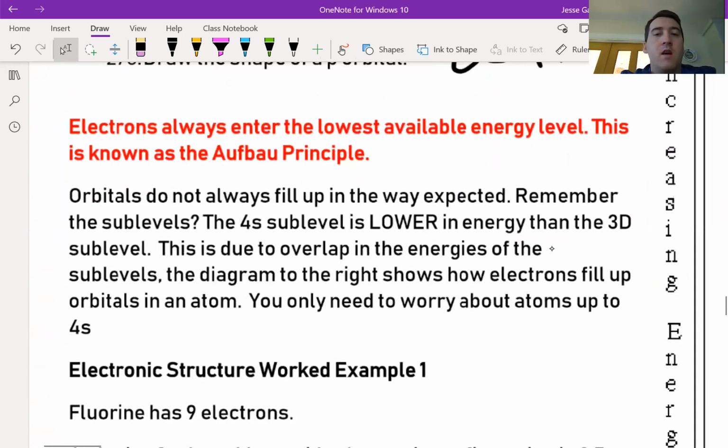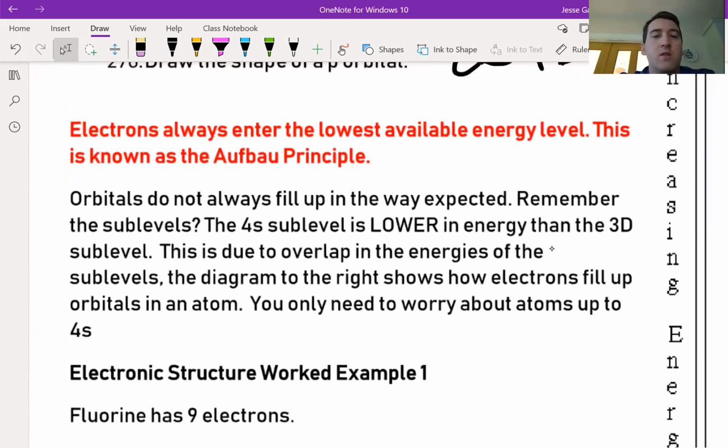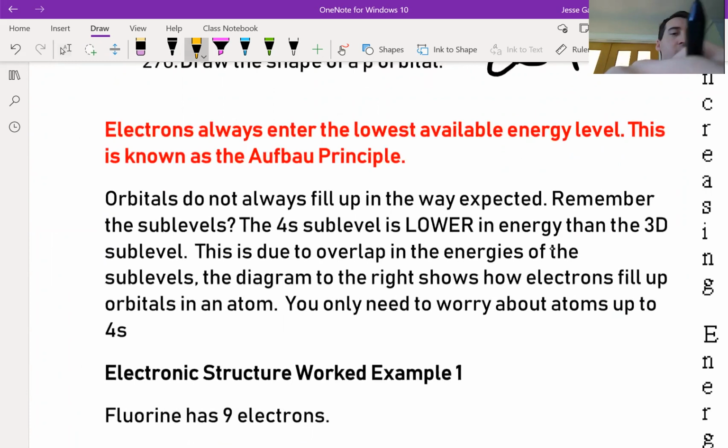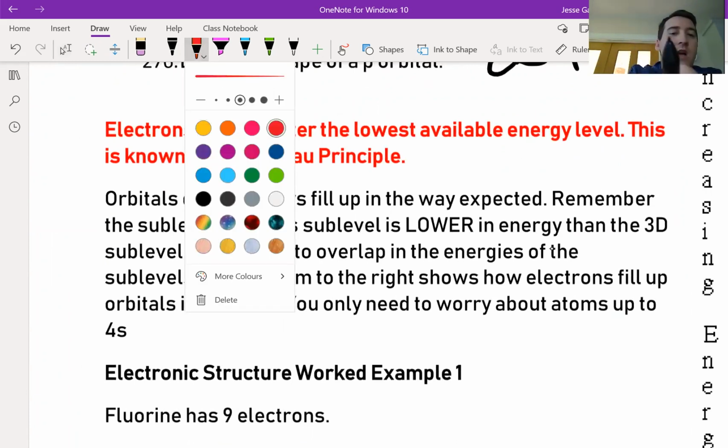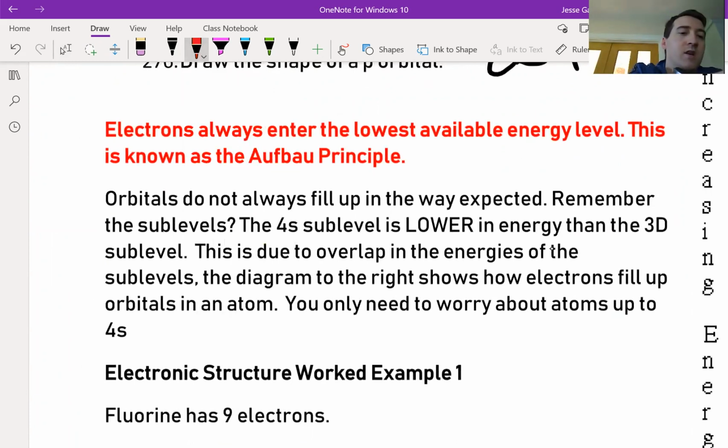So there's a rule that says electrons always enter at the lowest available energy level. You can see that here. This is in red, and this is what I would call rule 2 for writing electronic configurations. Now it's known as the Aufbau principle. So it's obviously named after somebody whose second name was Aufbau. And we do need to remember which rule goes with which person.